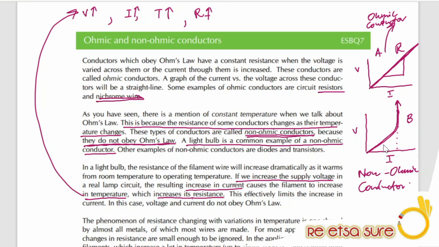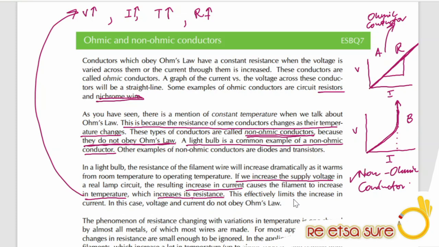Why? Because the resistance of the bulb or the filament does not remain the same, but keeps on changing. If V increases, I increases, and even the temperature will increase. That will result in R increasing. So that is that. So meaning this one does not obey Ohm's law. That is why we are referring to it as a non-ohmic conductor.